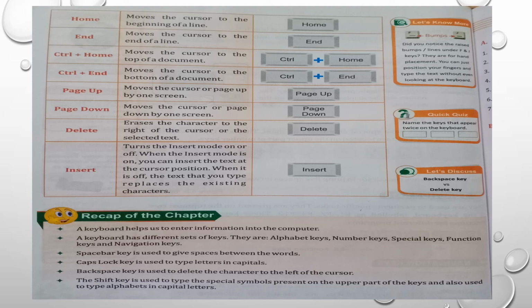Delete key. The delete key is used to erase the character to the right of the cursor or the selected text. Insert. Turns the insert mode on or off. When the insert mode is on, you can insert the text at the cursor position. When it is off, the text that you type replaces the existing characters.